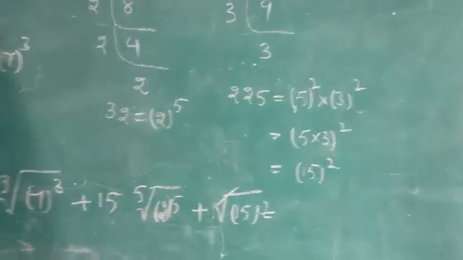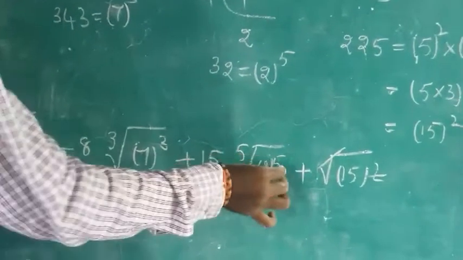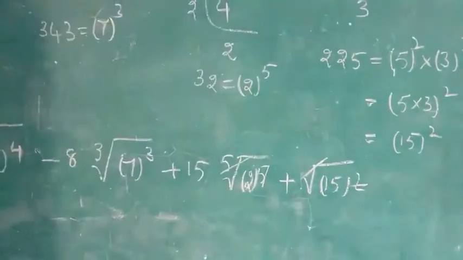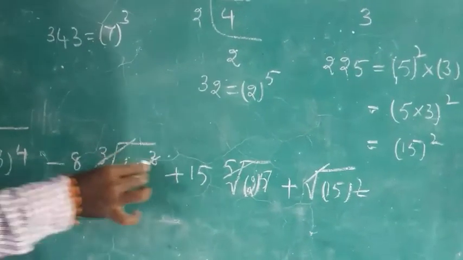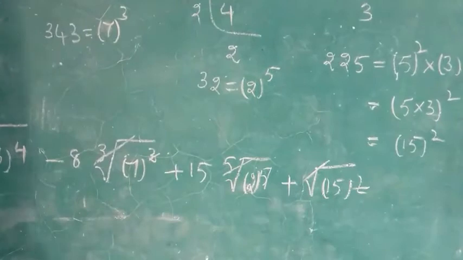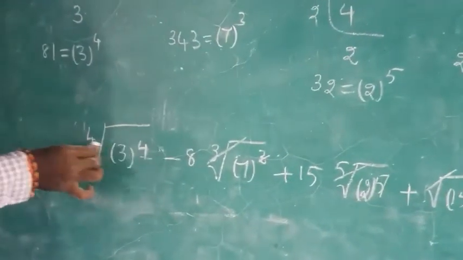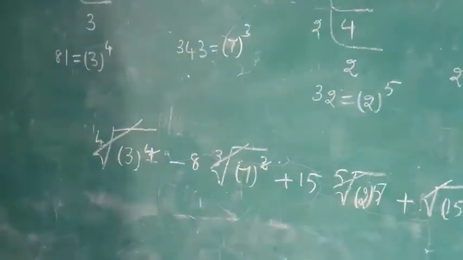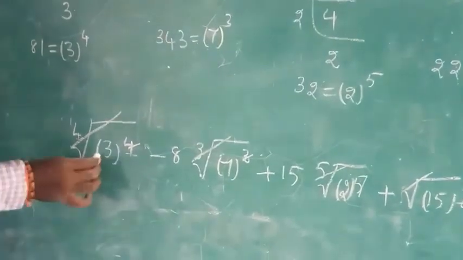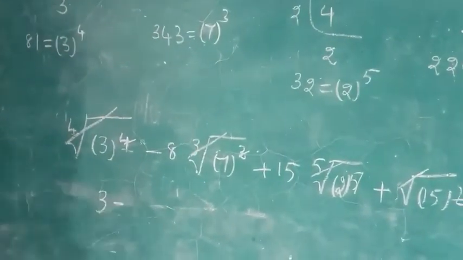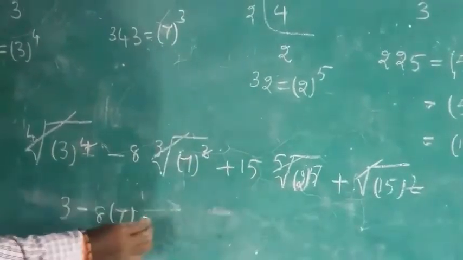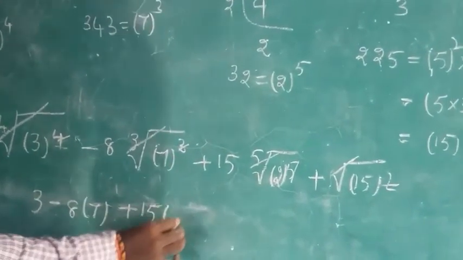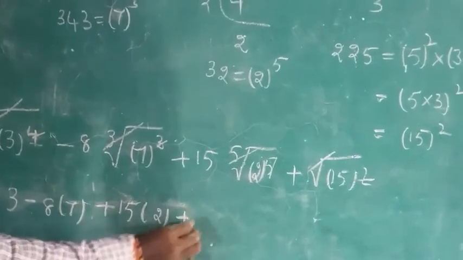Square root gets cancelled. Here the orders are same. Here 5, this gets cancelled. Here 3 and the orders are same, that's why I cancelled. Suppose here is a 2 and here is a 3, you cannot cancel, the order is different. Here the power is 4 and here the order is 4, so you can cancel. So now you can get this value 3 minus 8. This value is 7, and plus 15. This value is 2, plus this is the 15.